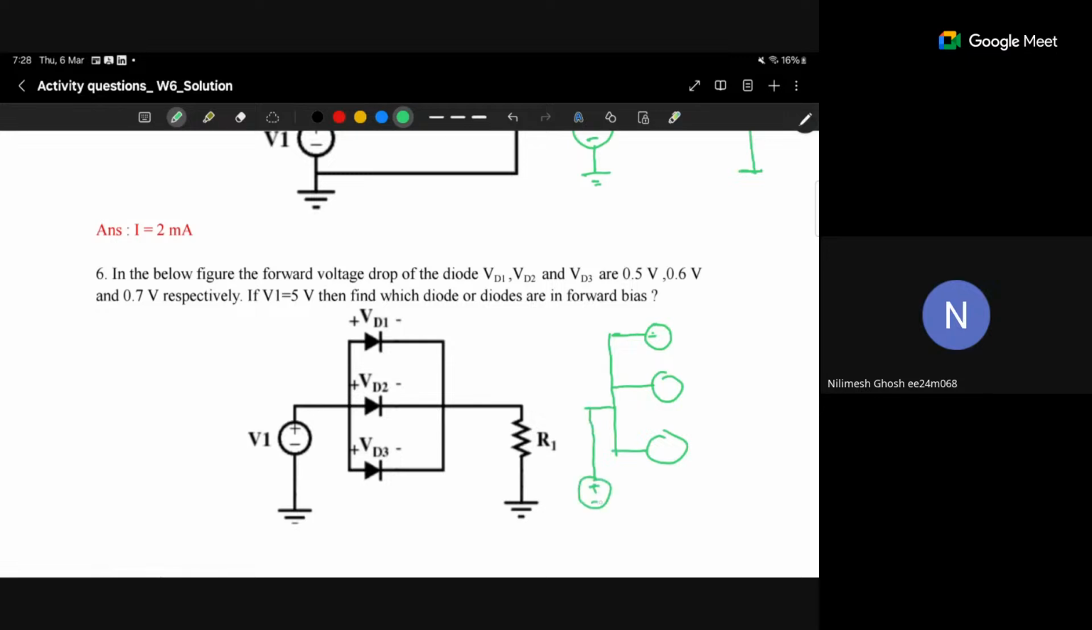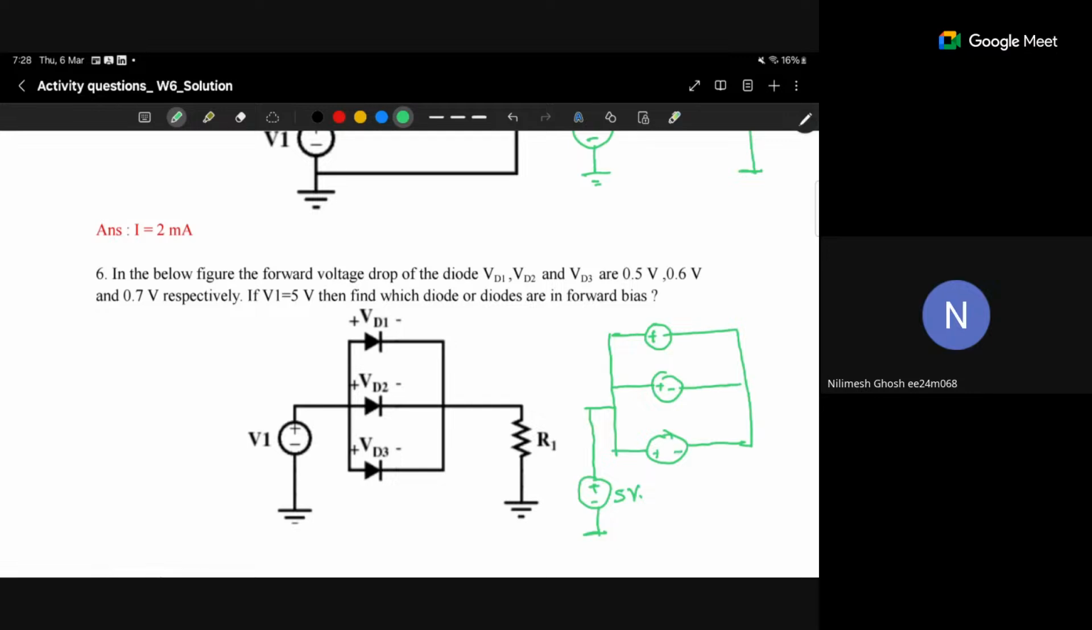Now here is a voltage source. The voltage source is given as 5 volt. Whatever be the polarity, can anyone say what the polarity here is? Left plus, on the left positive, and minus on the right. Okay, very good.